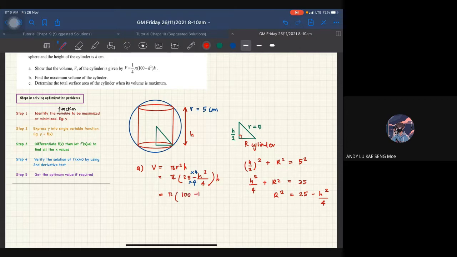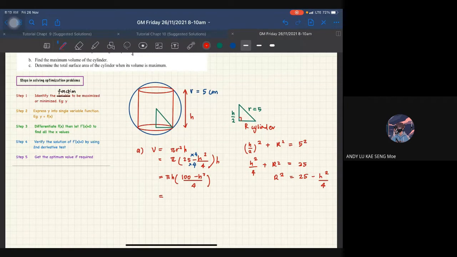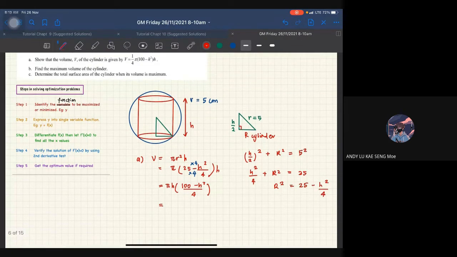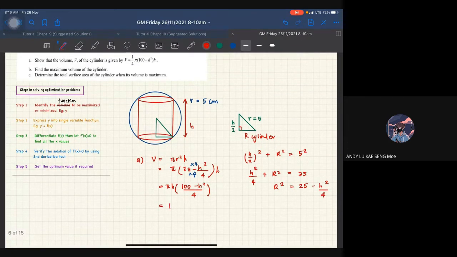So H saya pindahkan dia ke depan. So this is H. Okay. And then tutup kurungan. So saya bawa 4 keluar. Pi H over 400 minus H square. So proof.